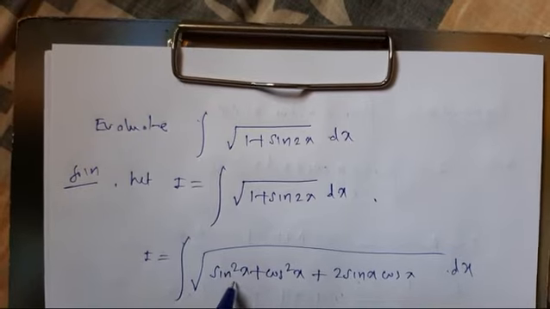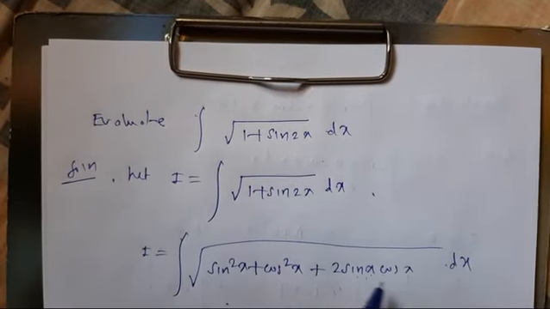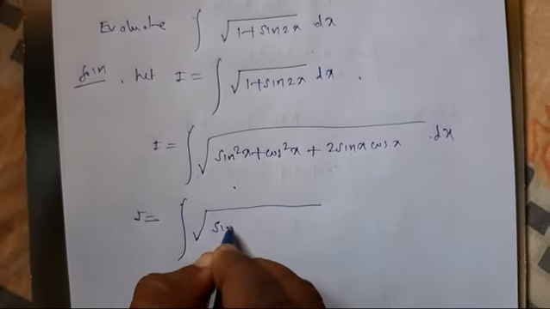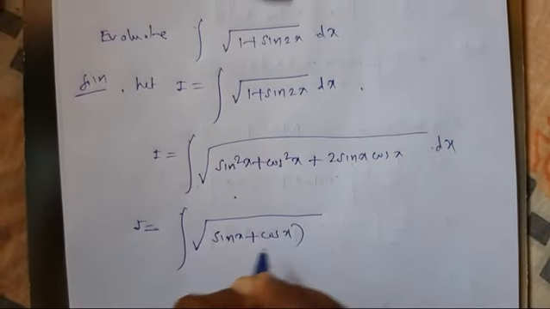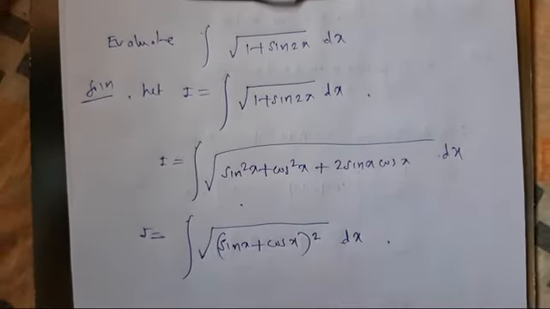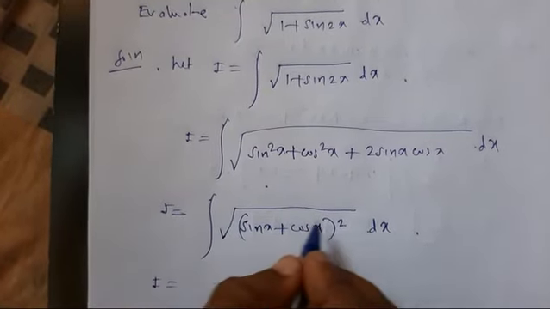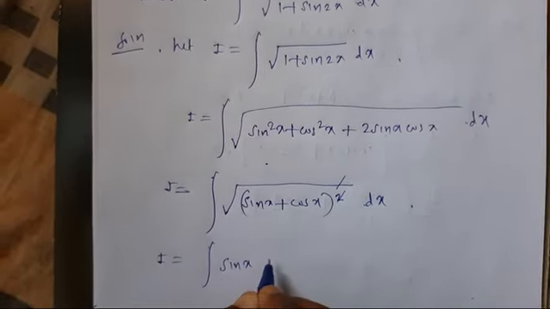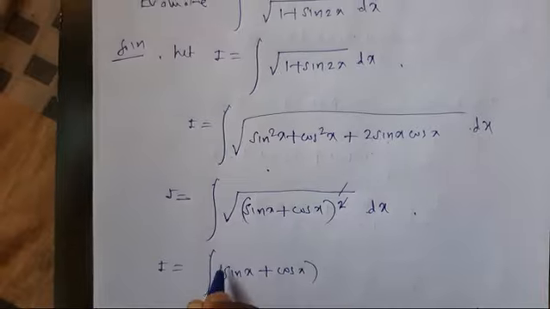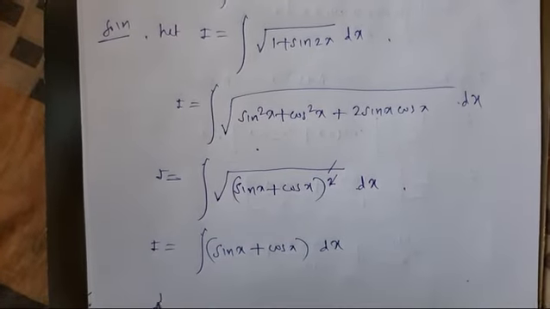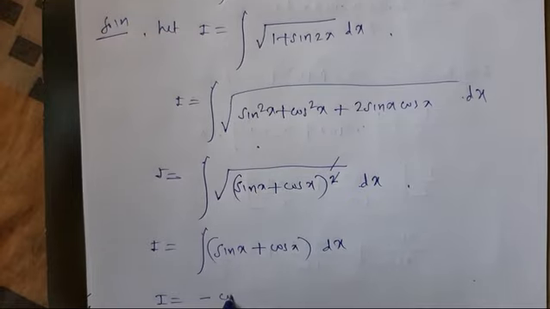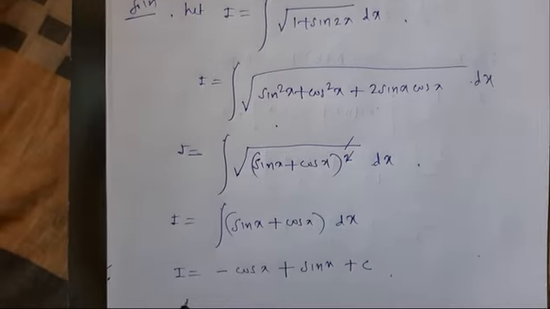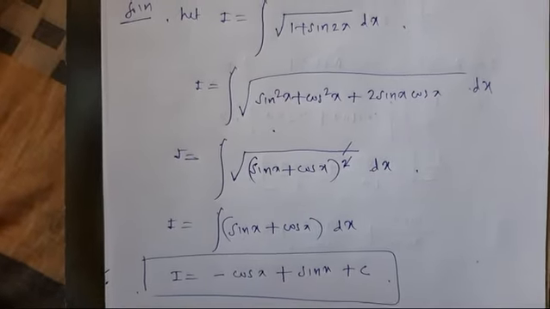Now this becomes a square. It is in the form of a square plus b square plus 2ab. So it becomes (sin x plus cos x) whole square into dx. So I is equal to, here the square and square root get cancelled, so the remaining is (sin x plus cos x) into dx. Therefore I is equal to the integration of sin x is minus cos x, plus the integration of cos x is sin x, plus some integration constant c. Thank you.